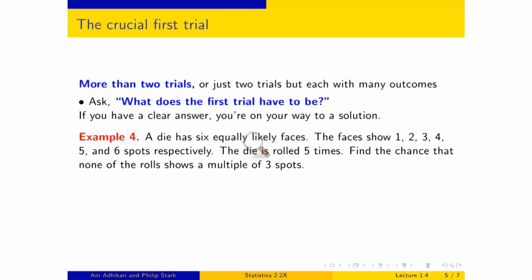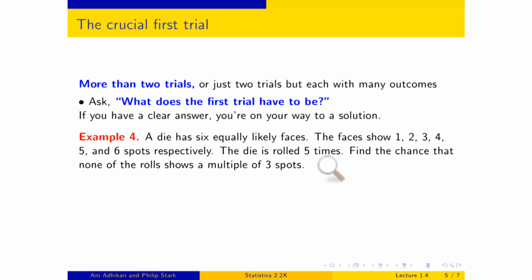So I'm looking at a die. It has 6 equally likely faces. If I just say die, you can assume that the 6 faces are equally likely. If I have an unbalanced die, I'll say so. And the faces show 1, 2, 3, 4, 5, or 6 spots. I'm going to take this die and I'm going to roll it 5 times. Right? So there's no way I can draw a table. I have 5 dimensions. I want the chance that none of the rolls shows a multiple of 3 spots.